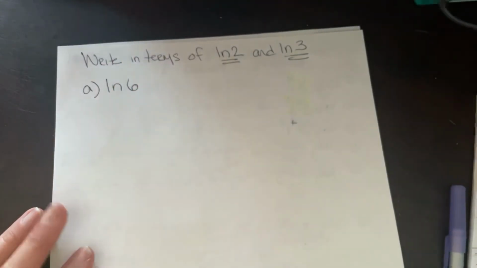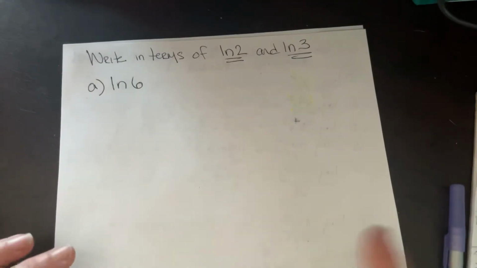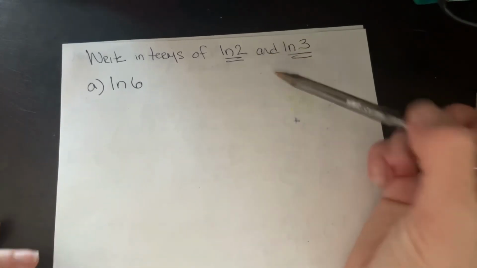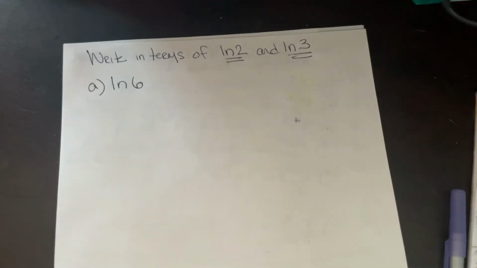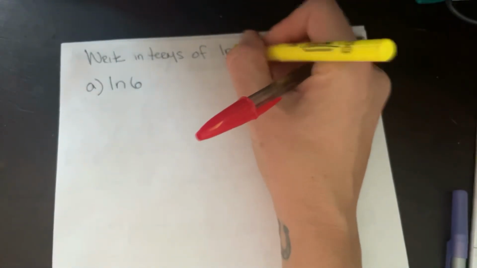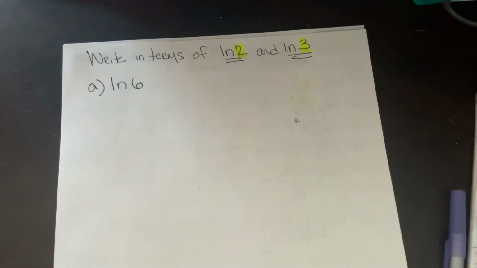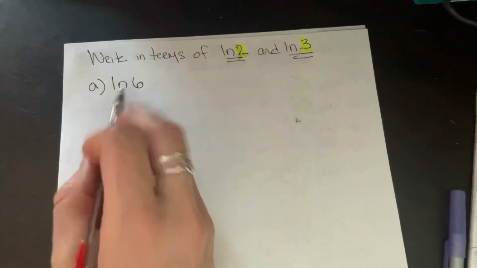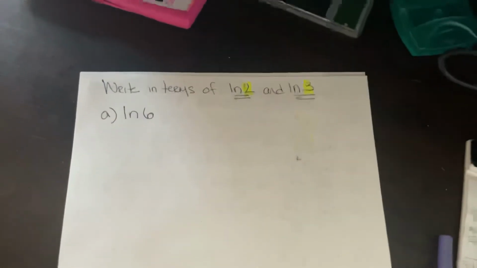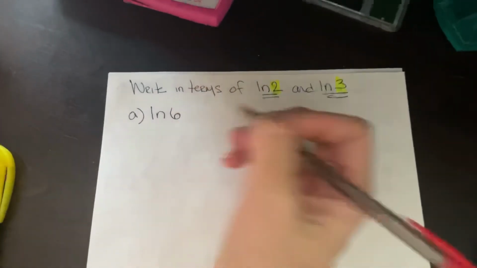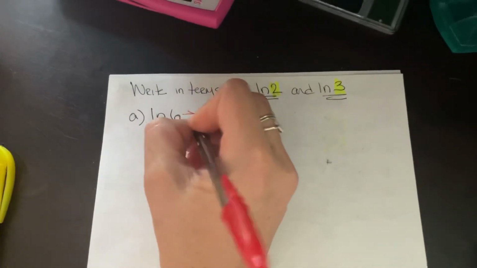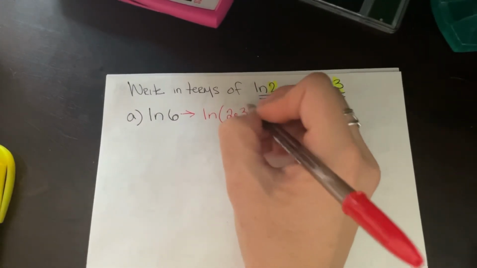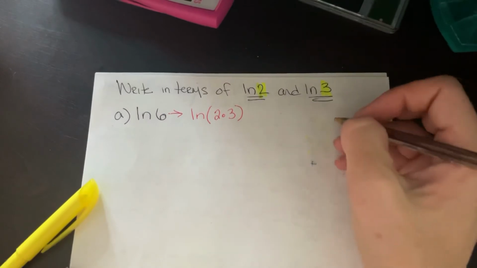ln of 6. So what I want to do is I can only use 2 and 3. That's it. So all you can do is whatever I give you here, these are the only numbers I can work with. Well, how can I use 2 and 3 to get to 6? I can multiply them. So the first step is I am going to rewrite this using my 2 and the 3. So I have ln of 2 times 3.